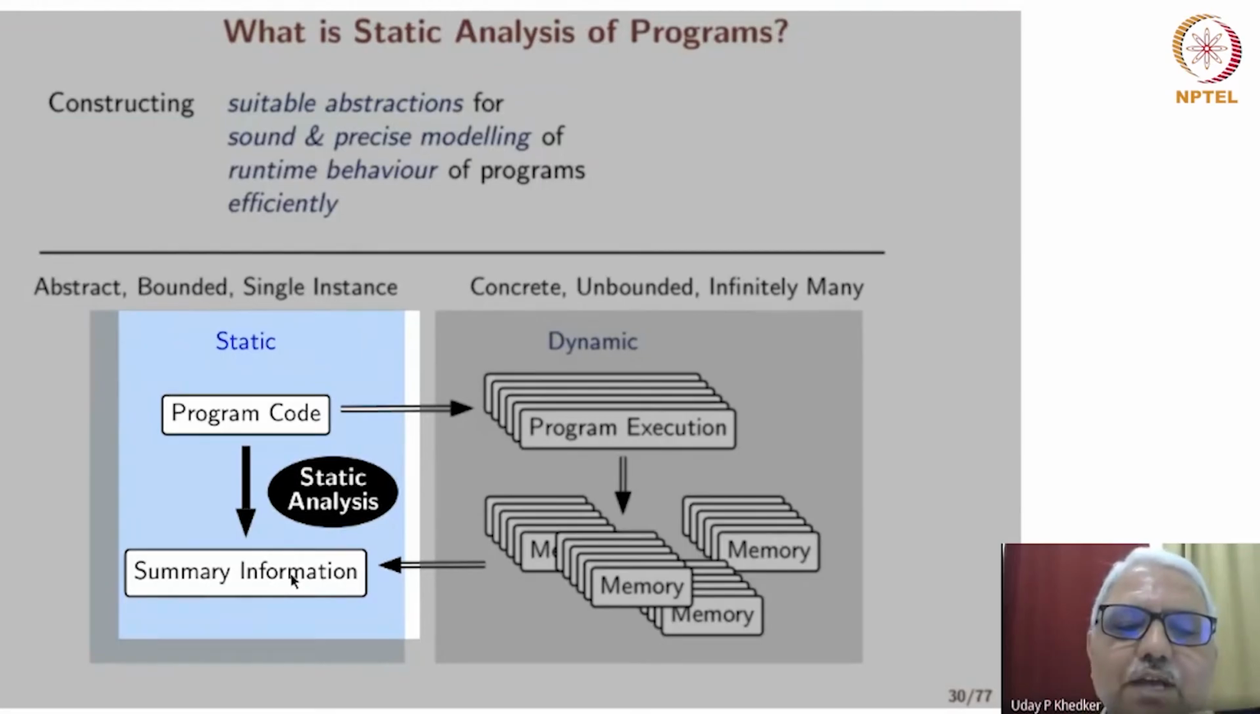We want to find, so let's take this example. We want to find out which assignments are dead in a program. Therefore, we want to find out at every program point which variables are used or likely to be used after that program point. One way of doing that is to run that program multiple times and observe which variables are used beyond every program point.